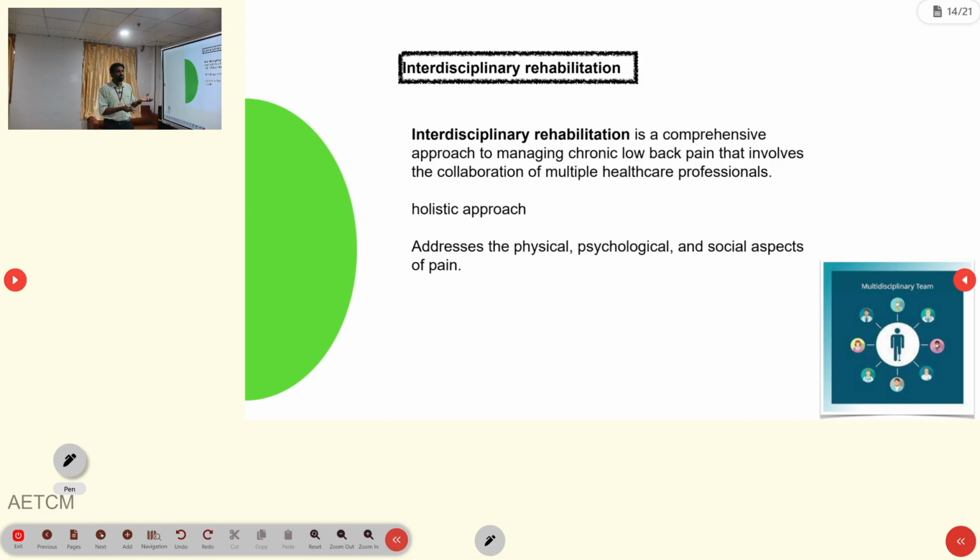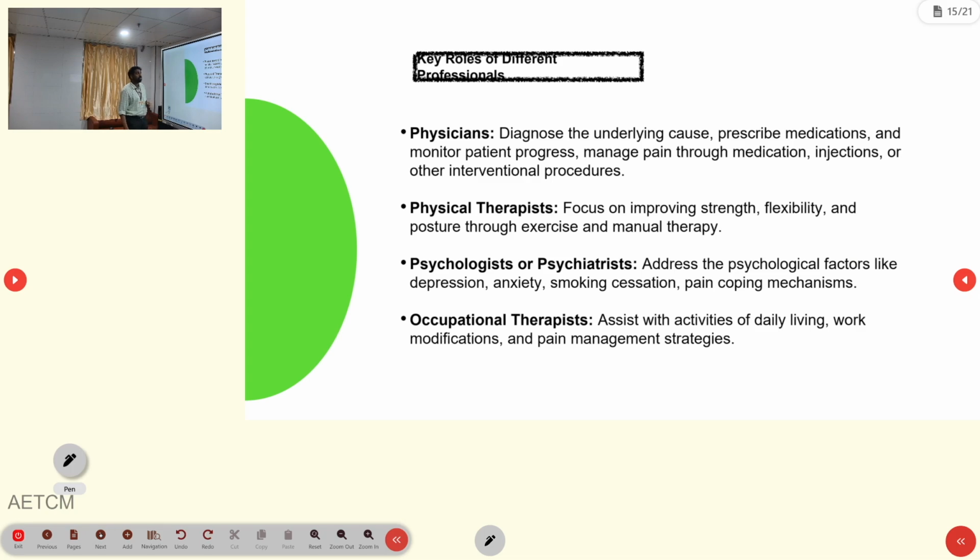So rehabilitation, as I said before, it's a comprehensive method, so it includes a lot of personnel. So the approach to manage chronic low backache involves collaboration of multiple healthcare professionals. So it is basically a holistic approach, and it addresses physical, psychological, and social aspects. So without considering the social aspects of the patient, rehabilitation wouldn't be complete.